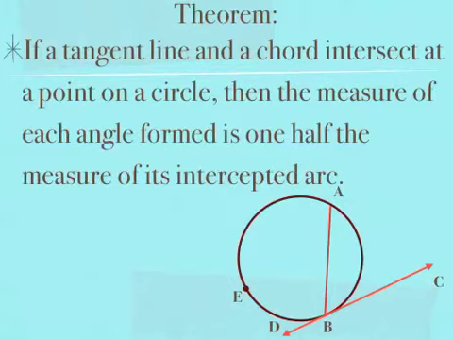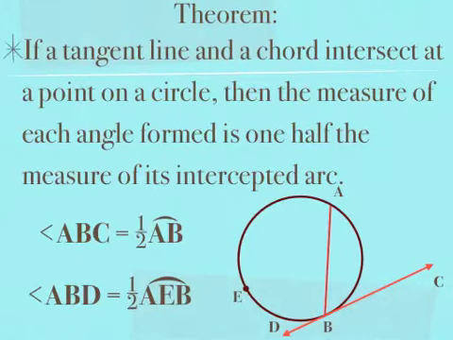What this theorem says is that the measure of angle ABC, the acute angle formed by the chord and the tangent line, is going to be equal to 1/2 the measure of the arc AB, which is the arc that is intercepted by that angle. If you look at the second angle that was created, the obtuse angle ABD, we can say that angle ABD is going to be 1/2 the measure of the intercepted arc AEB. Notice AEB would be the major arc here, and then arc AB would be a minor arc.